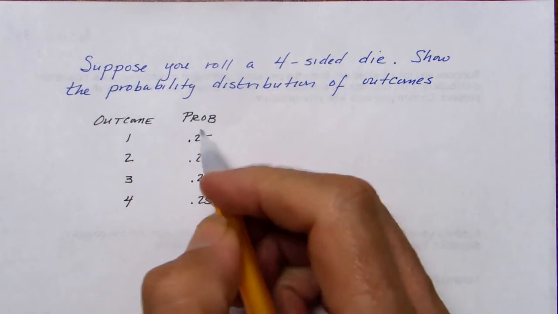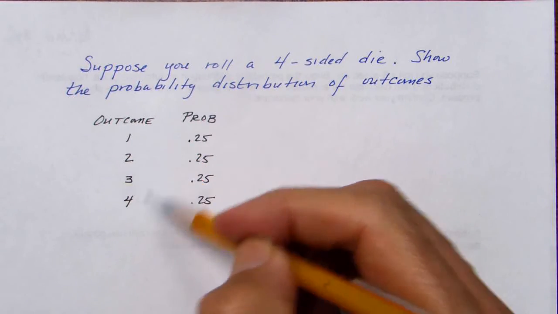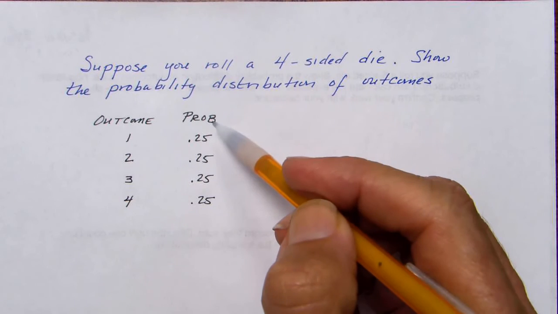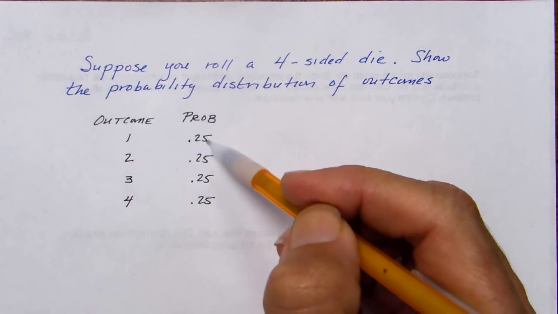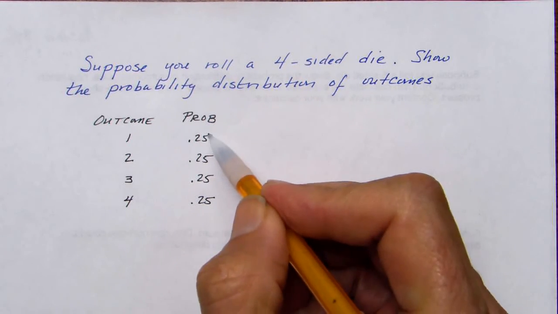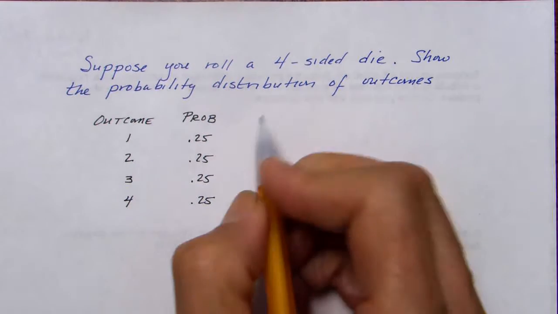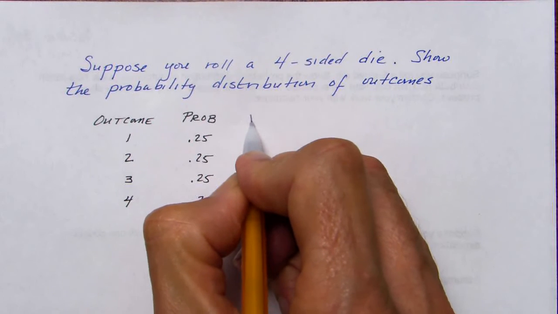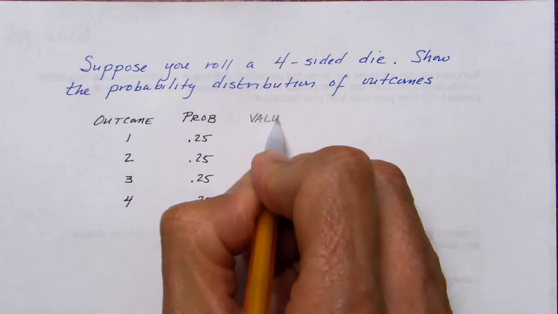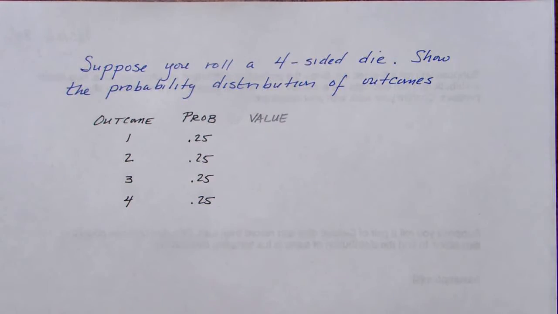Okay, so in the past, what we've had is outcome and frequency. Well, now we have probability. We actually have proportions here rather than integer values for frequency. So we're going to go through and work this out as we have in the past. We're going to say, well, what's the value of all this?